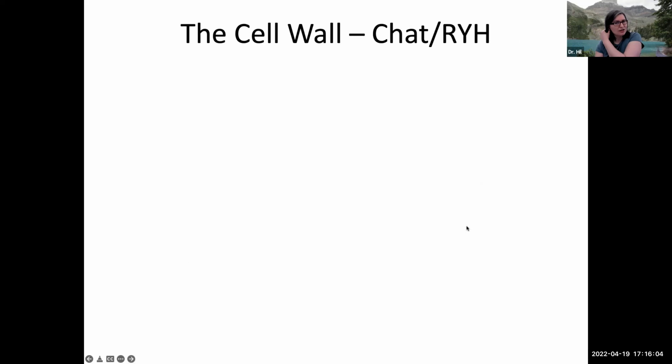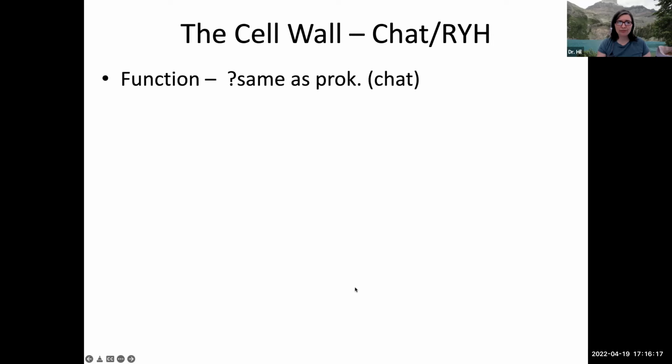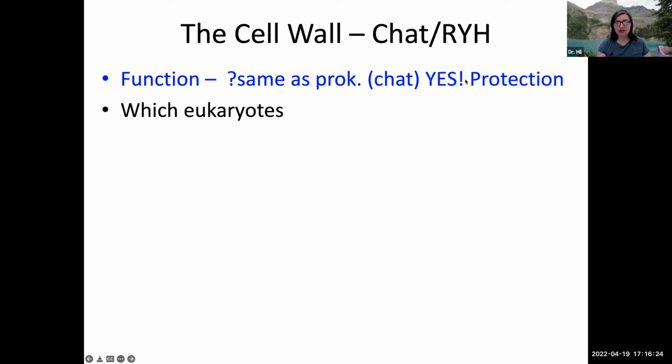We're going to do more things than that. So one of the things we have to tackle now, we're going to go through the eukaryotic cell, and we're going to do a lot of compare and contrast with the prokaryotic cell that we covered on Monday. So starting with the cell wall, the function is pretty much the same, right? The function of the cell wall is protection.